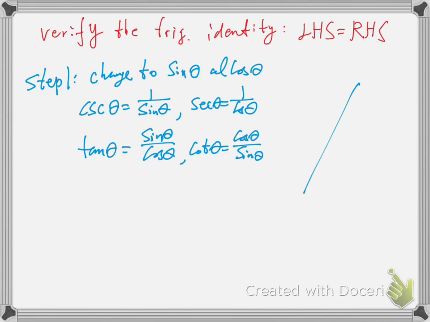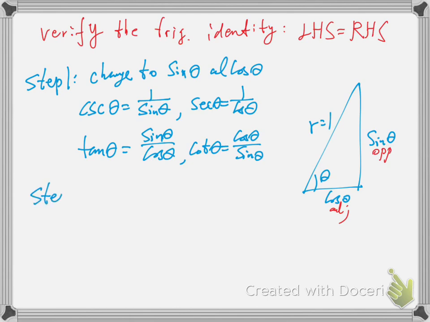We use this right triangle to remember the property. This is sine theta, r is 1. This is cosine theta, and that's the angle theta. Look at tangent: tangent is opposite over adjacent, so you get sine over cosine for the angle theta. Cotangent is adjacent over opposite, so you get cosine over sine. So that's step 1.